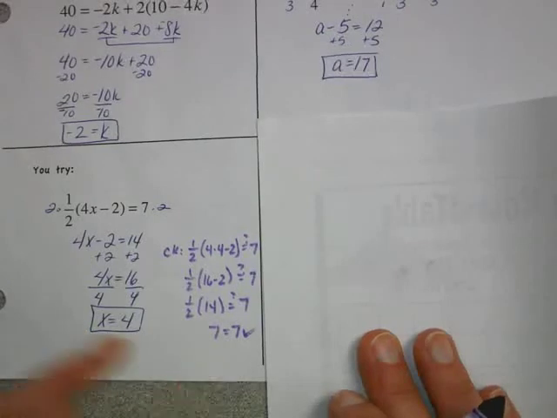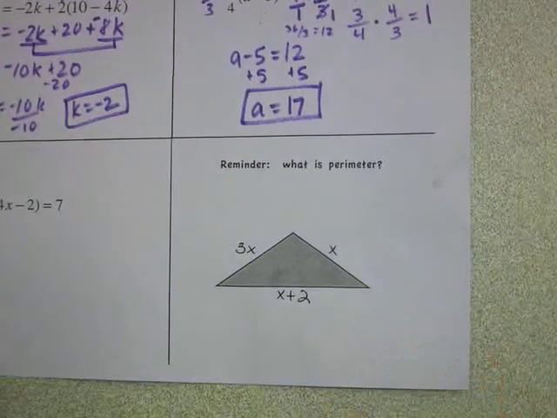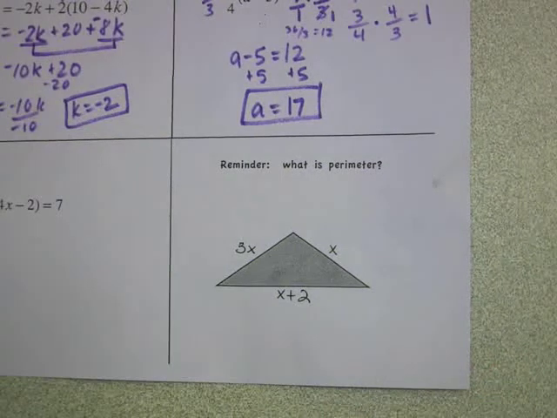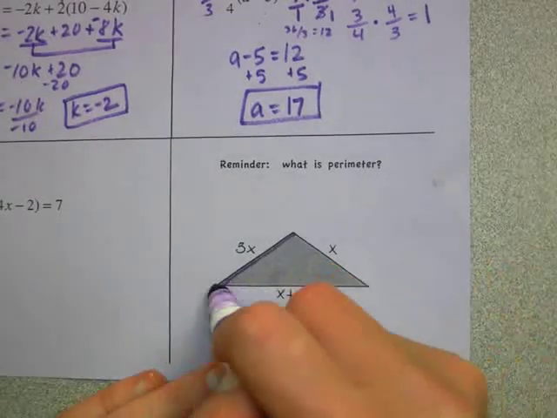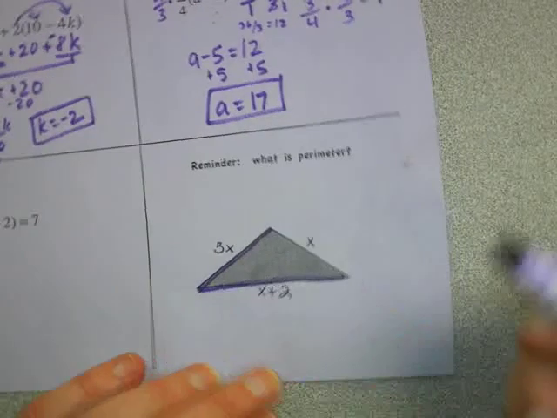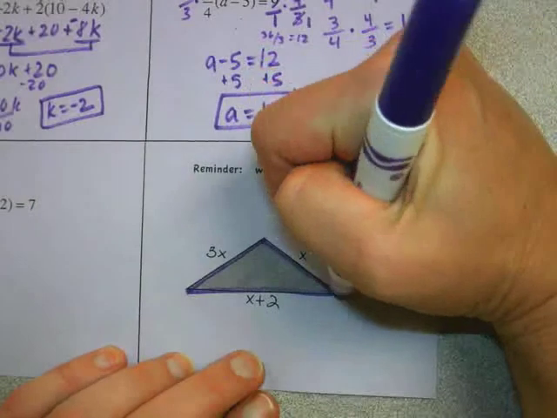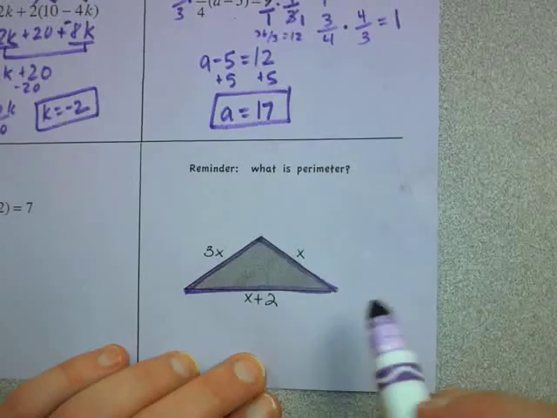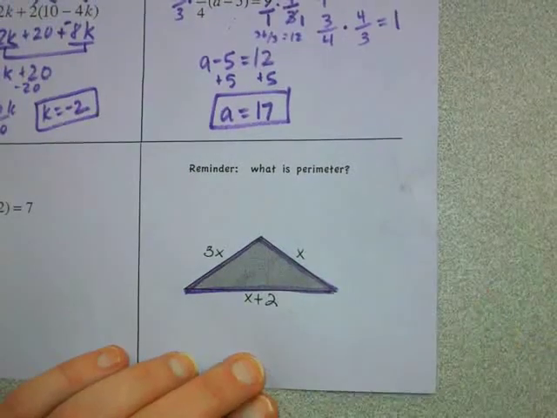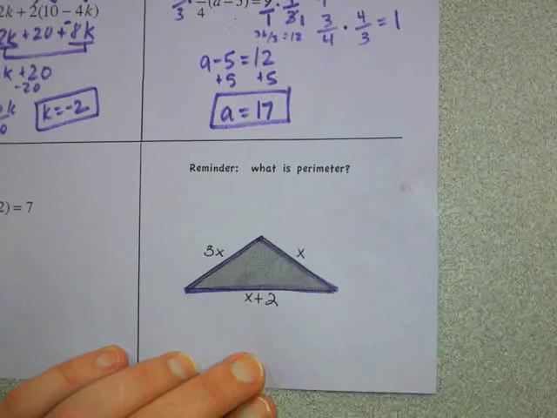Okay, so let's look at our last problem on here. We need to make sure we remember what perimeter is. So if I say find the perimeter of the triangle, what does the perimeter mean? Perimeter means that you add up all the sides. It's the distance around. Like if my yard at my house was a triangle and I wanted to put a fence around the yard, that would be the perimeter. Area is the shaded area.